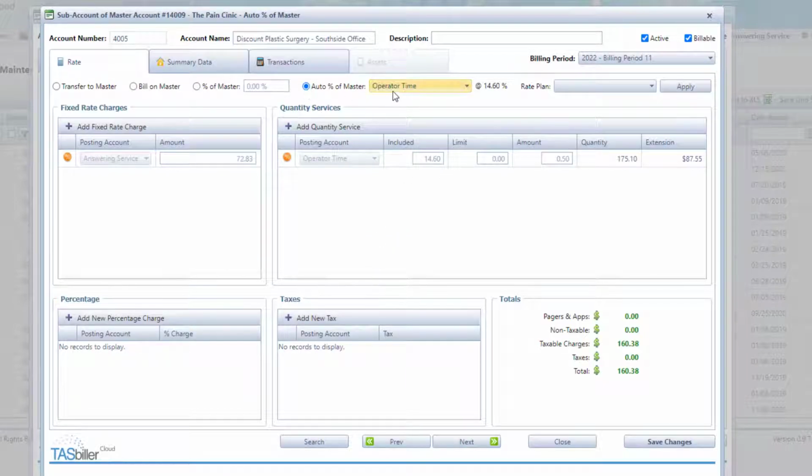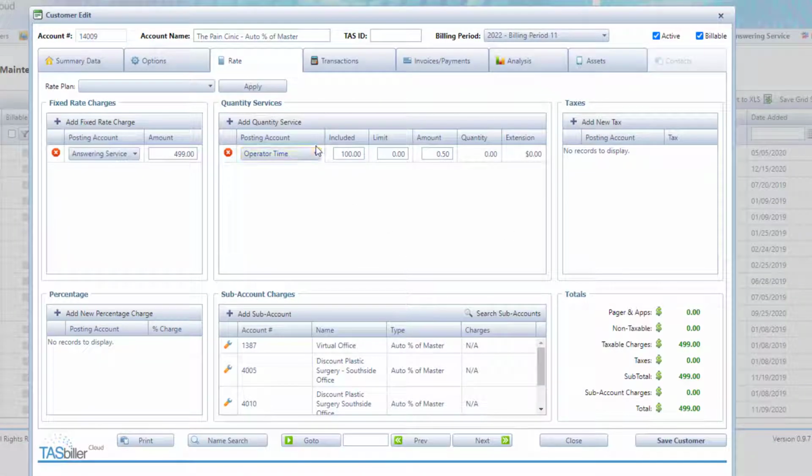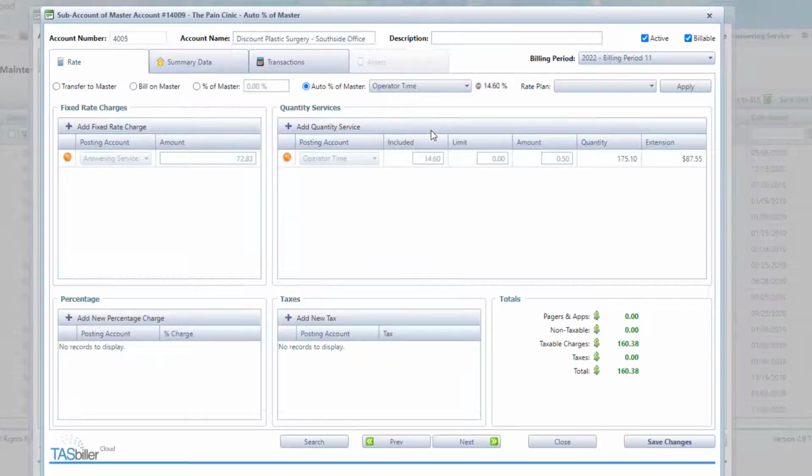auto percent of master based on which field. Now this field, like operator time in my case, must match up with one of the fields on the master account's quantity services because it's looking at this field's data to determine the percentage to allocate to each sub-account. So based on operator time in this case, this client used 14.6% of the total usage. Therefore, it got 14.6% of the base charge. It got 14.6% of the quantity included at the very generous rate of 50 cents a minute, calculated this sub-account's usage.